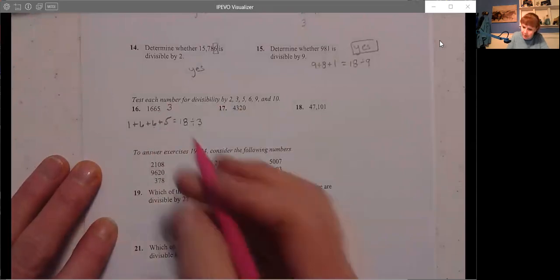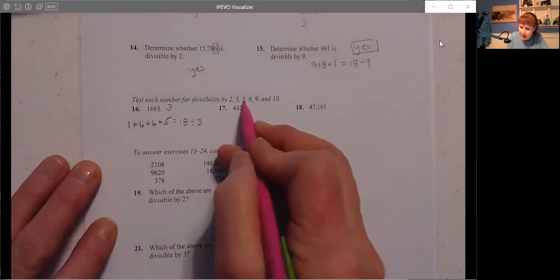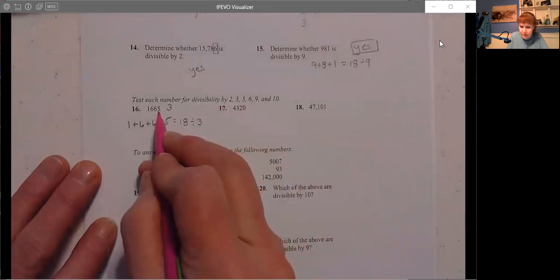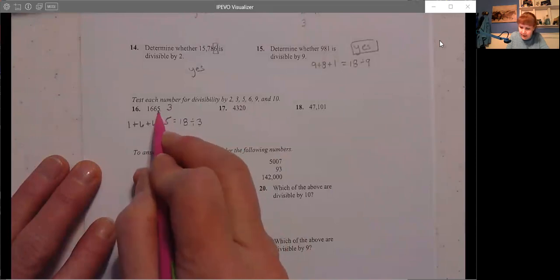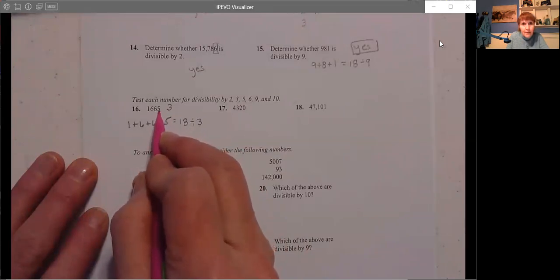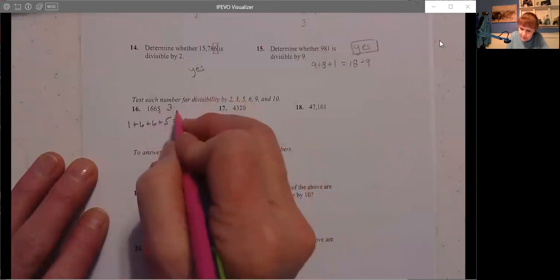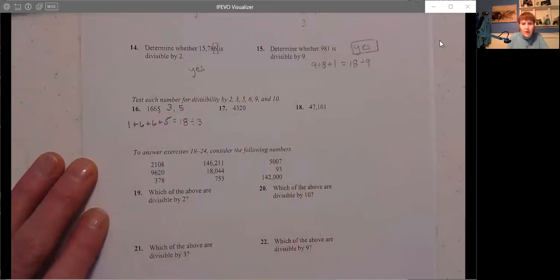Let's look at some other ones. We know that 2 won't. 3 does. What about 5? Will 5 go into this number? You look at the last digit. If the ones digit is 5 or 0, then 5 will go into it. It's a 5. The ones digit is a 5, so 5 also goes into that number.